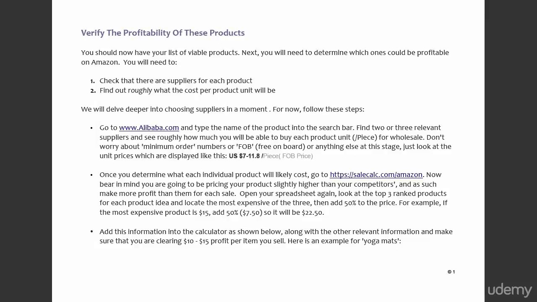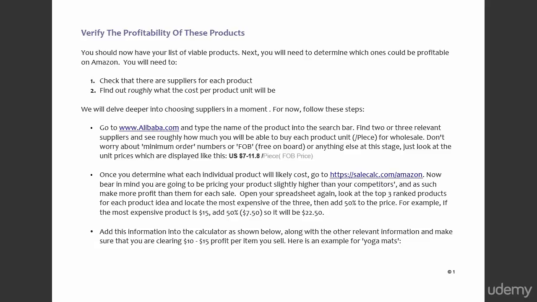In this section of the course, we are going to look at how to verify the profitability of your product ideas. Now, you should have a list of viable products. Your initial list of, say, 30 or 40 ideas is likely to have been trimmed down by half at least, because not all your initial ideas would have been viable according to the criteria set out in the previous section of the course.